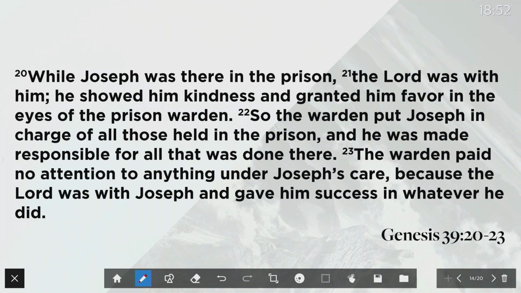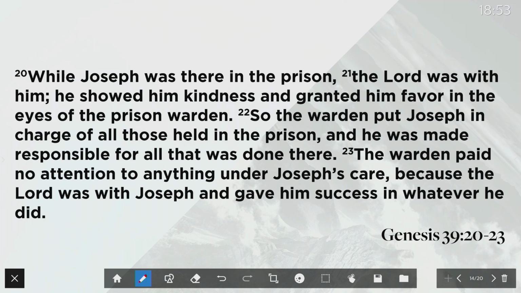While Joseph was in the prison, the Lord was with him. He showed him kindness and granted him favor in the eyes of the prison warden. So the warden put Joseph in charge of all of those he held in the prison, and he was made responsible for all that was done there.